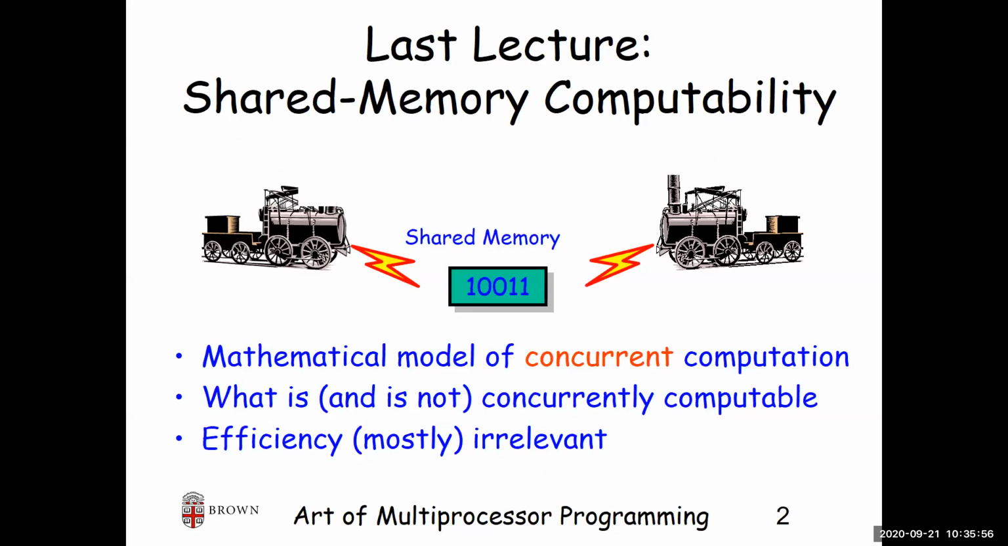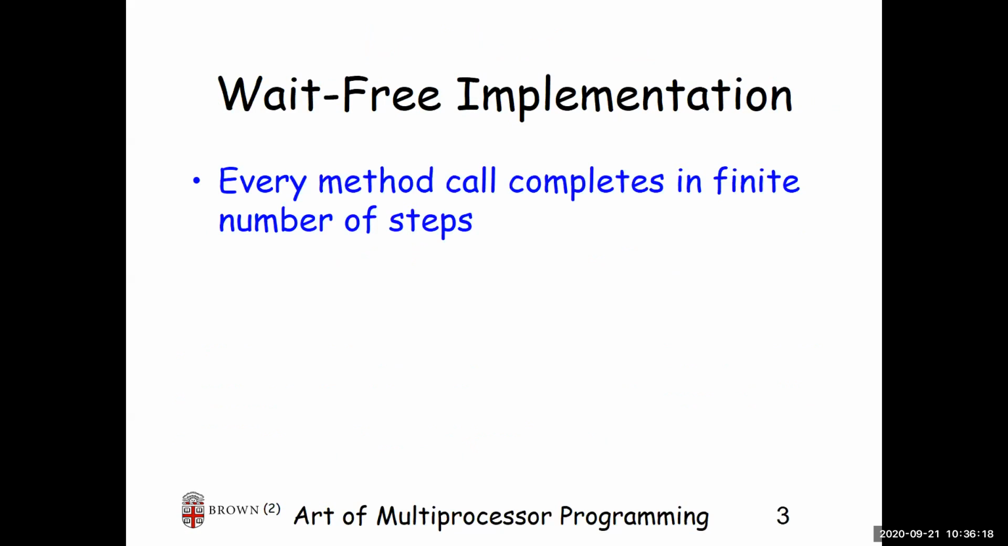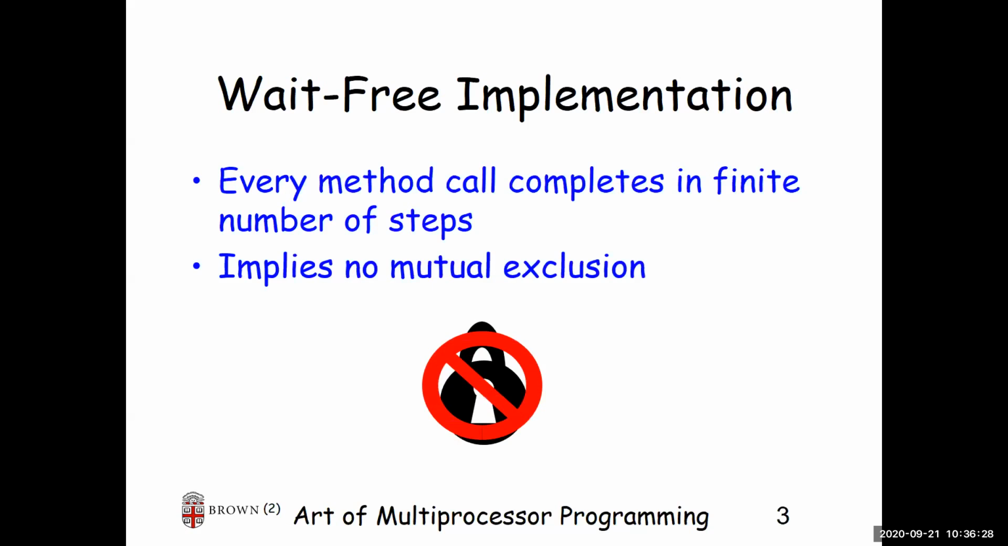So in the last lecture, we looked at shared memory computability. We were looking at a mathematical model of concurrent computation and what is and is not concurrently computable. And we haven't really worried about efficiency. What we want to do is write wait-free implementations, so every method call completes in a finite number of steps. This implies no mutual exclusion, because if somebody's in a critical section and they stop executing, then no other method is going to complete.